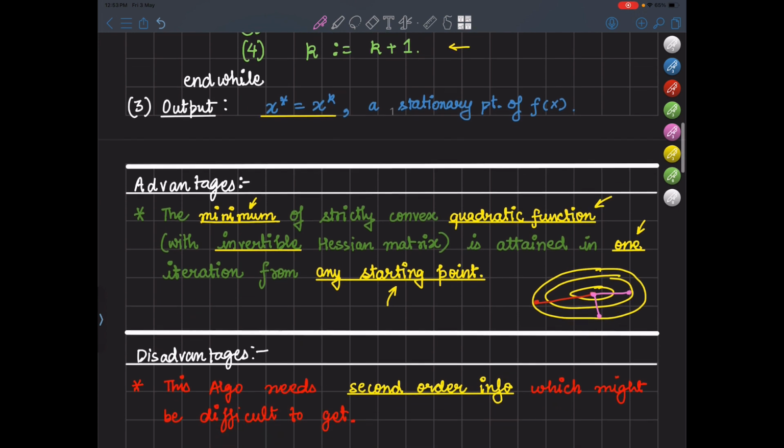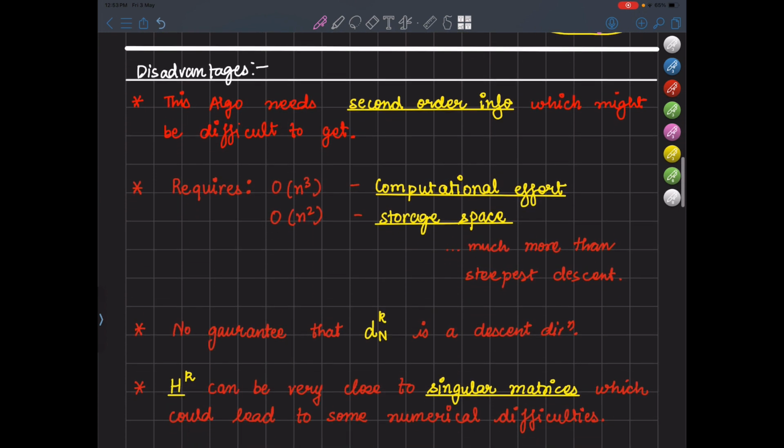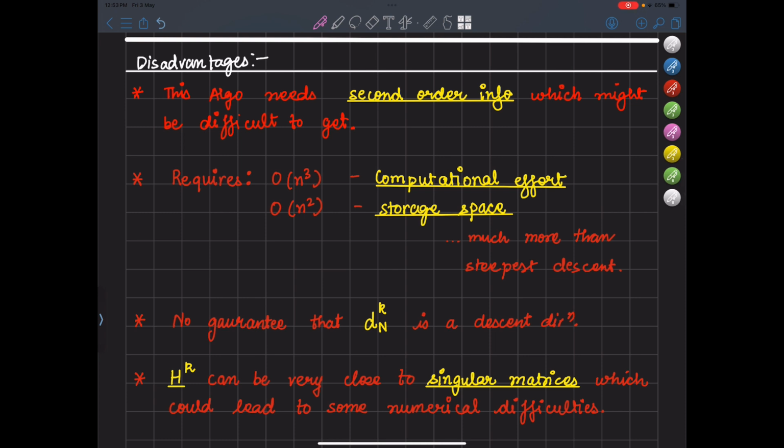There are several disadvantages of Newton's method as well that we will discuss now. We also discussed it in the last class. So the first is the algorithm needs second order information, which might be difficult to get. At each step, as you saw, you need HK inverse. So first you have to calculate HK, which itself is a task, and then you have to calculate its inverse, which increases the computational effort. So computational effort is very high. Also the storage space requirement is very high. You can see O(n cubed) computational effort and O(n squared) storage space requirement, which is much higher than the steepest descent method.